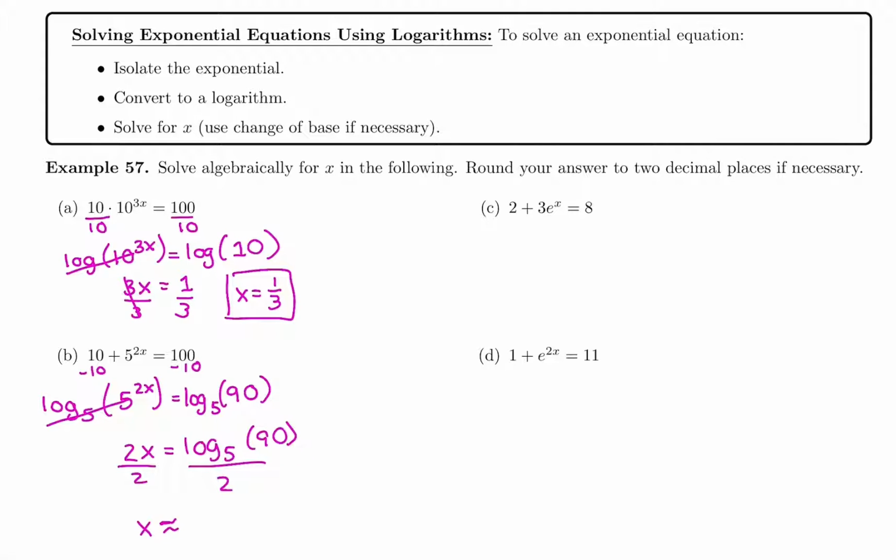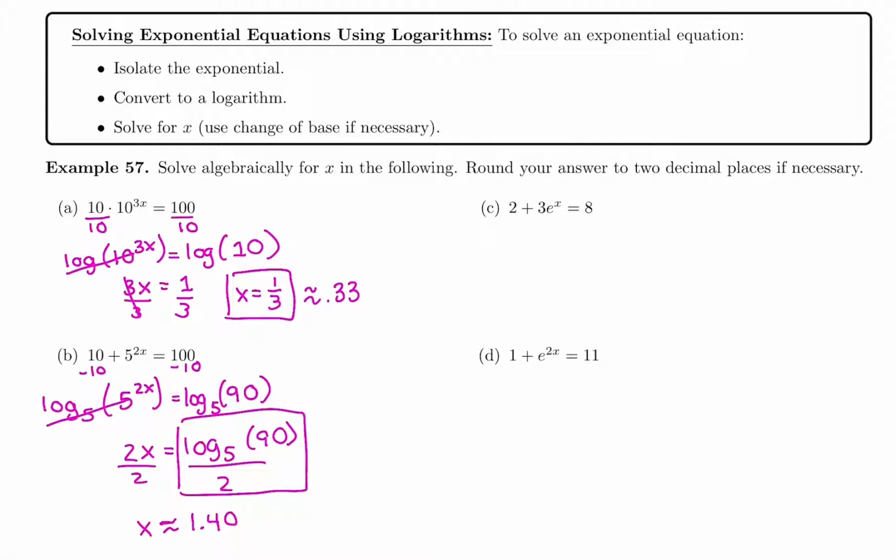That's the exact answer, but it says to round to 2 decimal places, so we're going to round this to 1.40, which we can do with the one before this as well. 1/3 is about 0.33. We have our exact, and then also our rounded. It says to give the rounded answer as well.